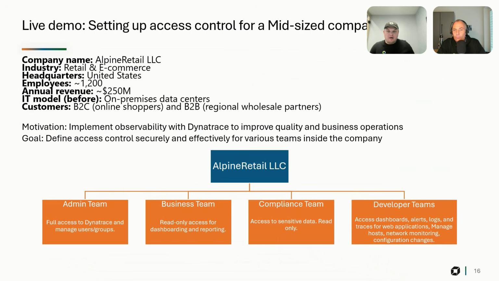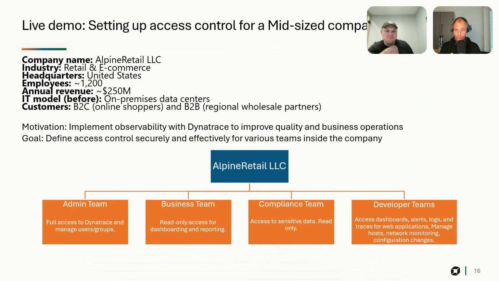And the goal now of the admins that are tasked with this project to get Dynatrace up and running, they need to now define access control securely and effectively for the various teams which we see down here. Like in a usual company, we have an ABCD, we have an admin team, a business team, a compliance team, and a lot of developer teams. Admin team, of course, needs full access to Dynatrace and also manages the users and groups.